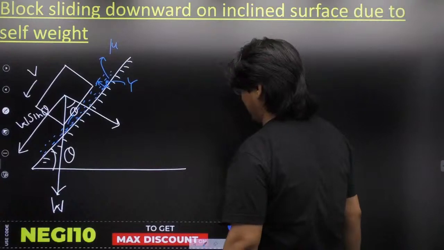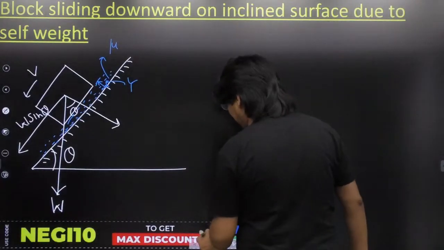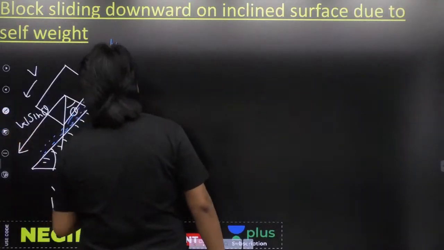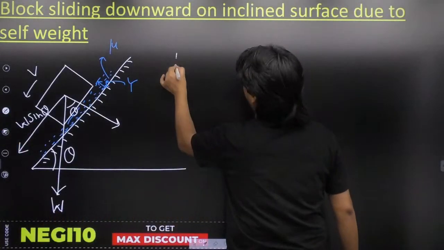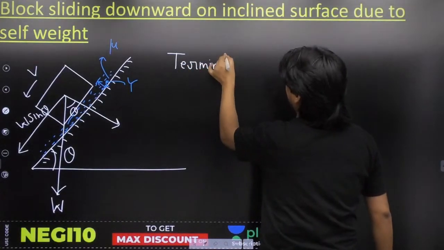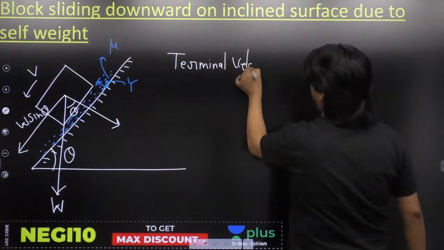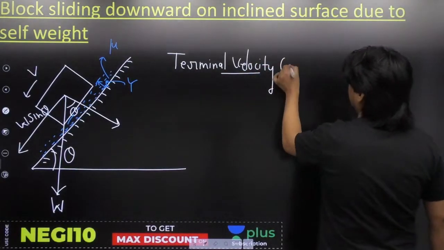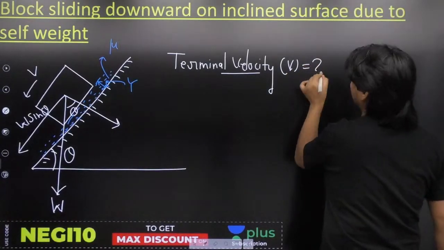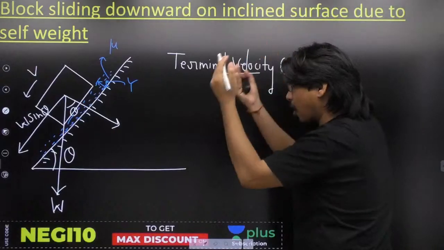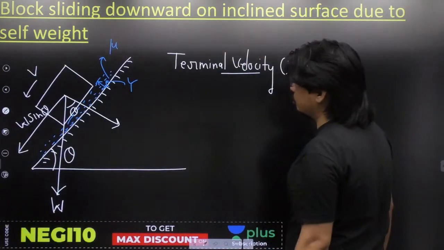Then can you tell me what will be the terminal velocity? What will be the formula of terminal velocity in this case? Anyone in the class? We have derived. What is terminal velocity? The constant velocity with which the block will be sliding downward. How are you going to solve such problems?